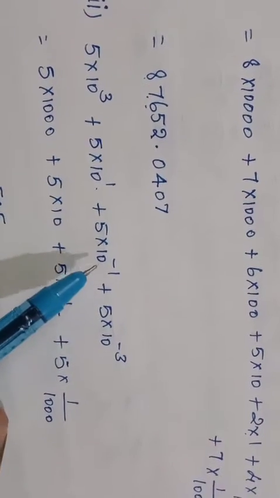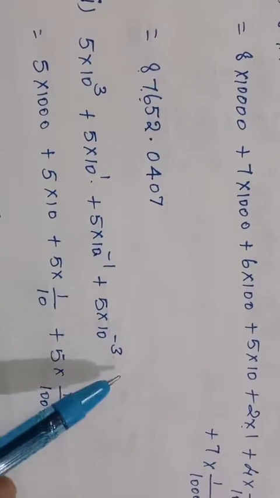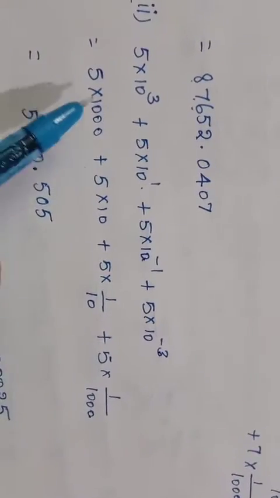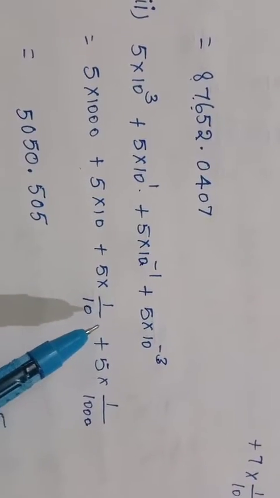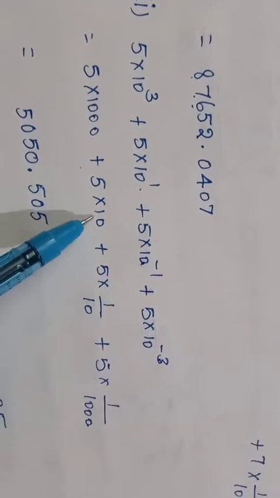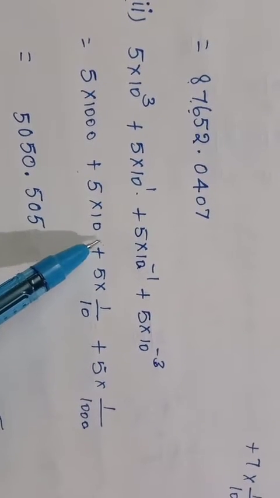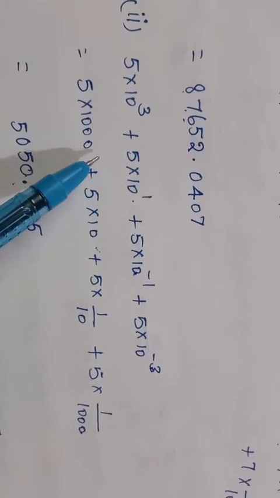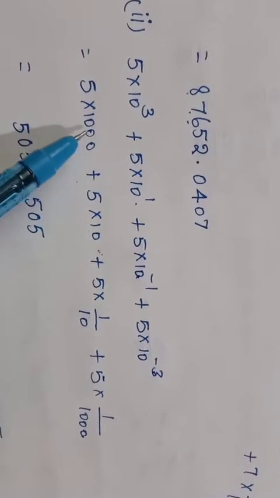It is the 10th place, and the 1000th place. So you have to expand it, and start from there. Here the ones place is missing, for 5 into 1 is missing. The ones place is missing, so 0. The tens place is 5. The hundreds place is missing, so 0. The thousands place is 5.